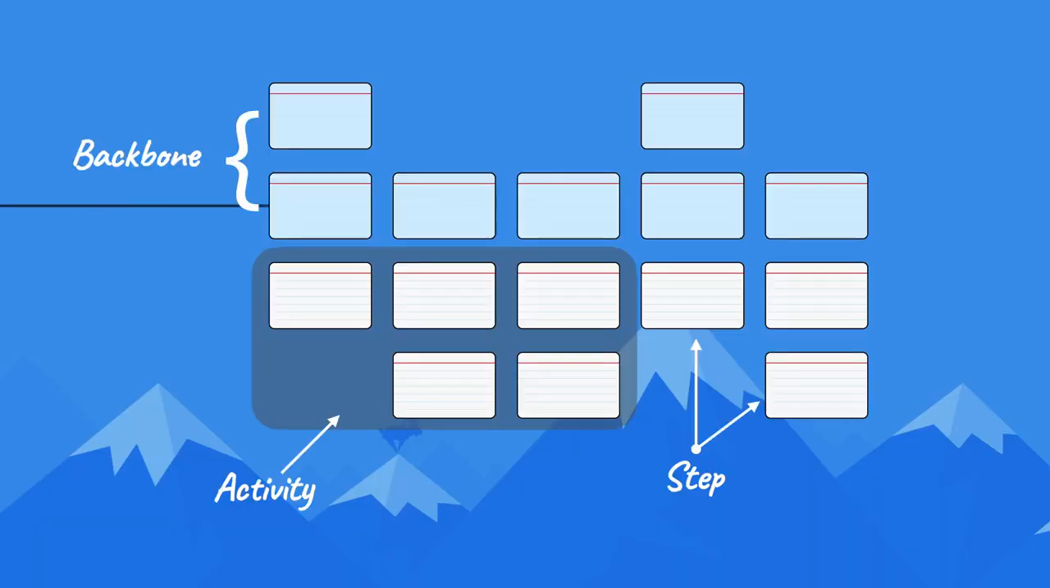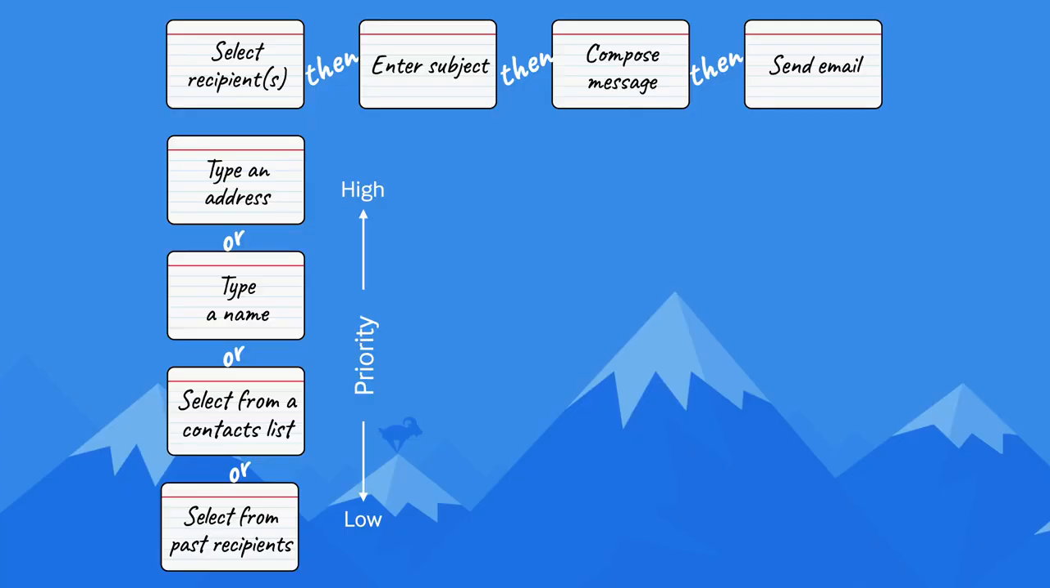Finally, the term narrative is used to describe a sequence of items read across a map. I was describing a narrative when I said you can read across a map by mentally inserting "then" between each card or step. Looking back at our story map for writing and sending an email, we can read a narrative across the one line of the backbone. Select recipients, then enter the subject line, then compose the message, then send the email.